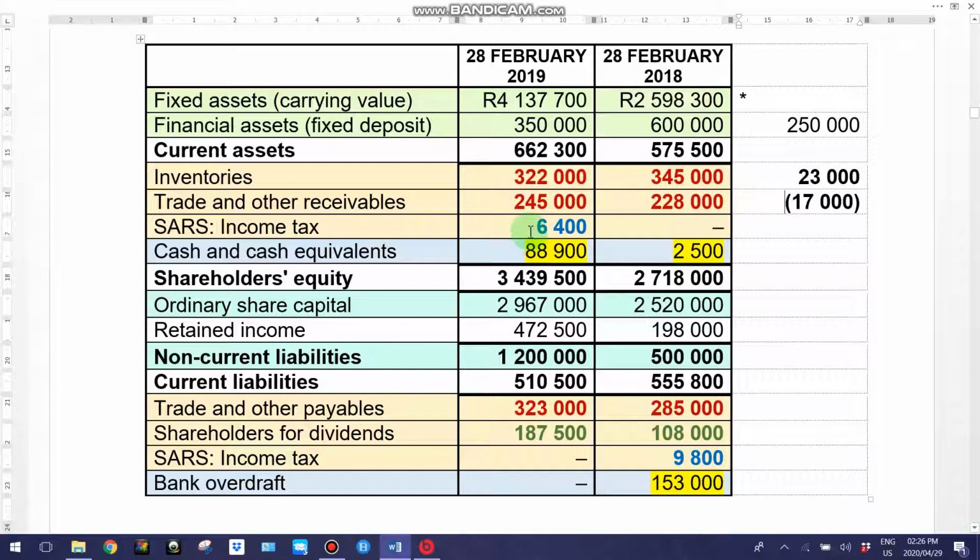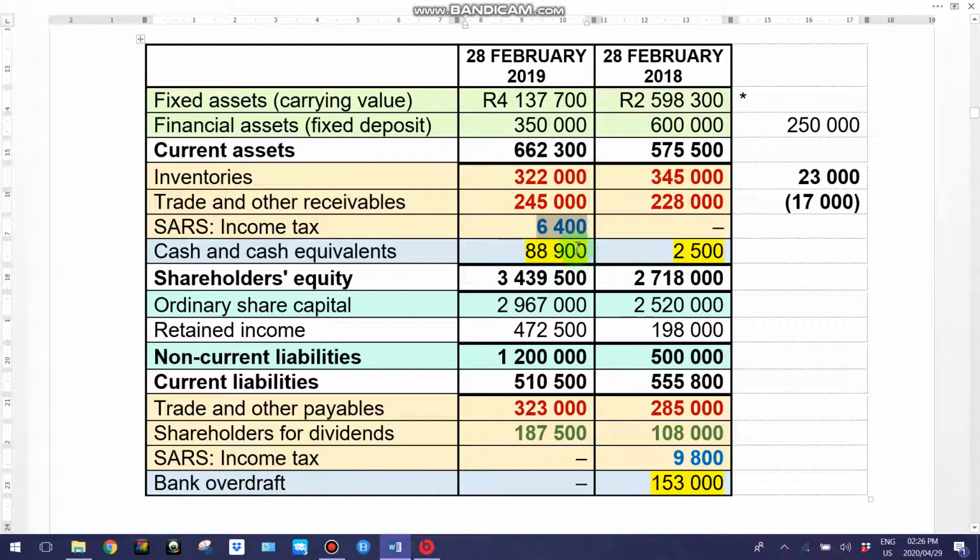Then I have SARS here under current assets. If SARS is under current assets for this financial year, that means I have overpaid SARS and they owe me 6,400 rand. I'm going to make a note of that, because when I'm calculating my income tax paid, this is going to be very significant, because obviously I've overpaid, and that's why SARS is now shown as a current asset.